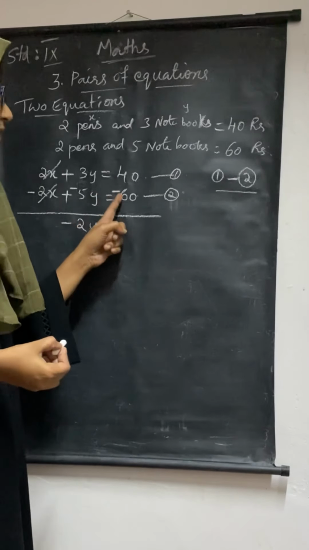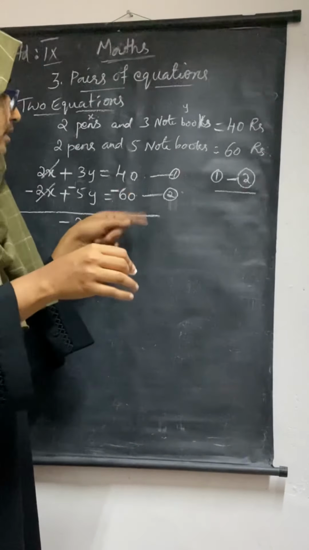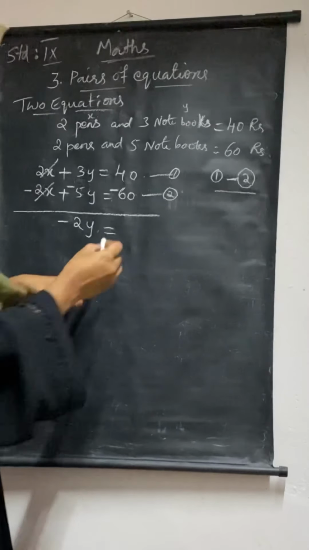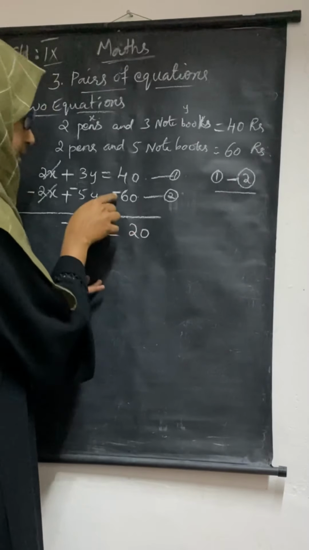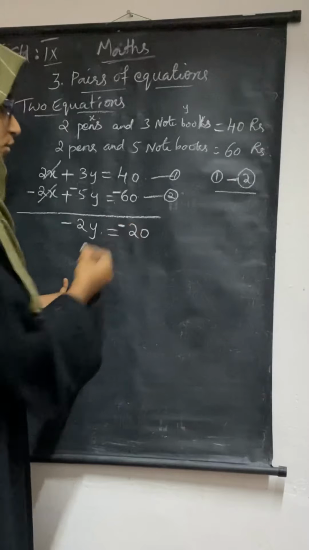Now for 40 minus 60, that means you have to just reverse it. 60 minus 40, how much? 60 minus 40 is 20. But what is the sign of the larger number? Negative. So that also we have to put.